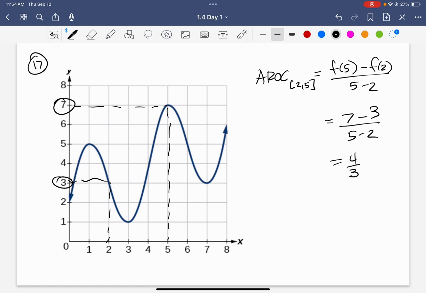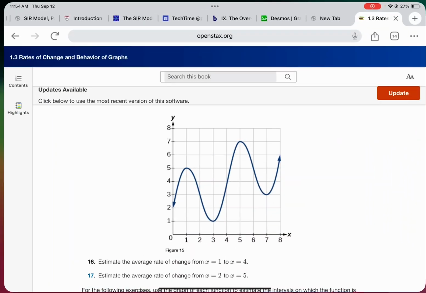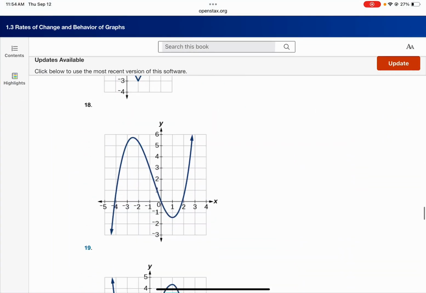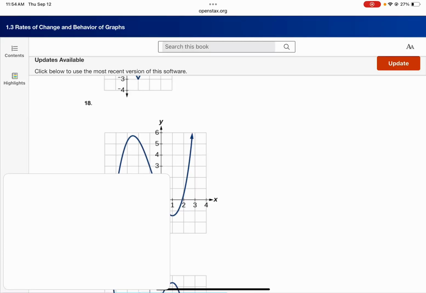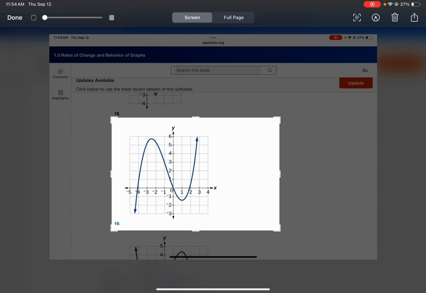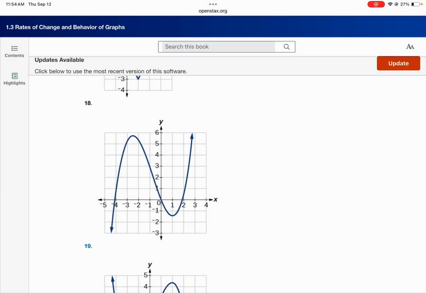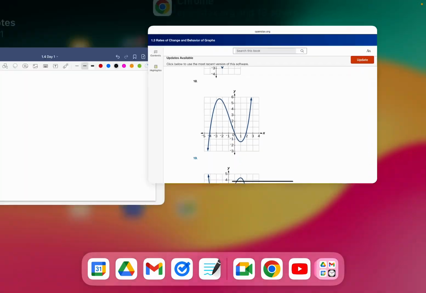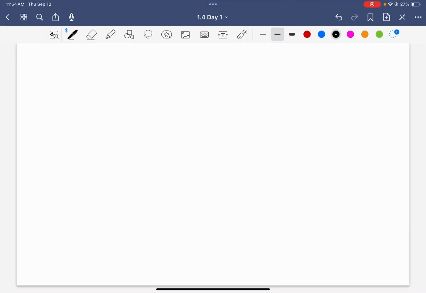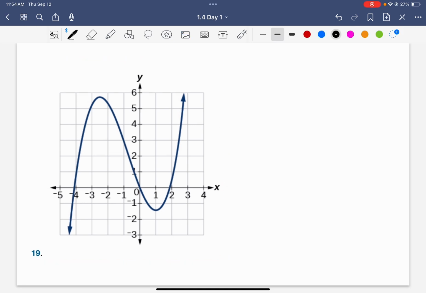After that is number 19, which of course is another graph. So I go back to the book for you. Look at 19. That's going to be 19. Take a picture like so. I'm going to say done, save. Go back to my other app. Take a picture, put it in. So there's 19. So what's going on with 19? They want us to tell increasing and decreasing intervals.